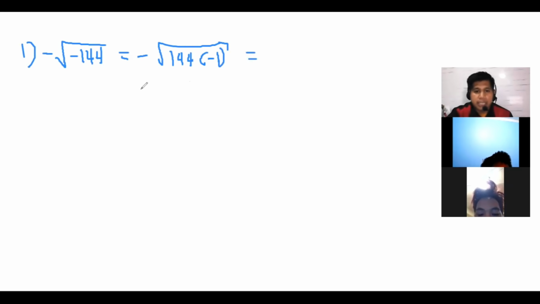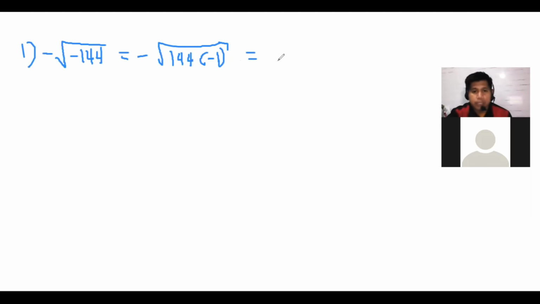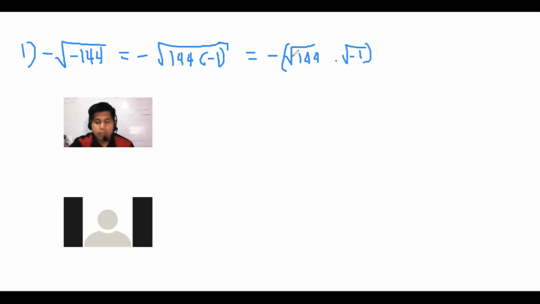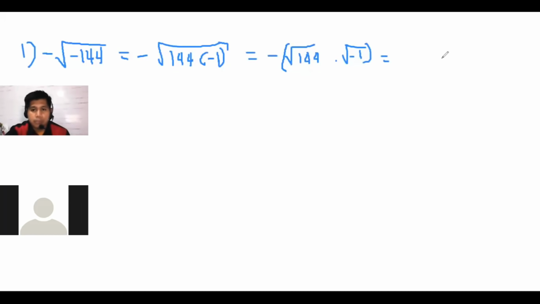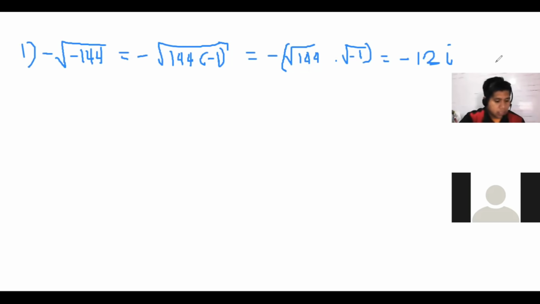The next thing is we're going to still copy your negative, and then separate your square root of 144 times negative 1. So that will become square root of 144 multiplied by square root of negative 1. To simplify it further, the square root of 144 is actually equal to how much? 12, right? And your square root of negative 1 is equal to i, right? So that will be your answer for number 1 on page 56, letter A. How about for number 2, children?